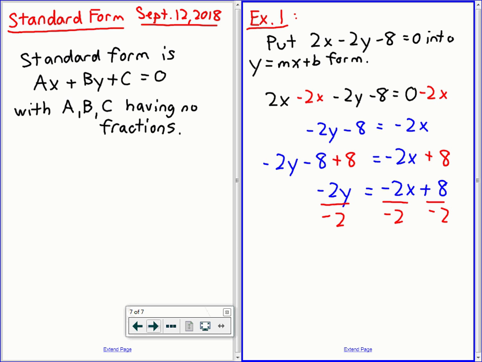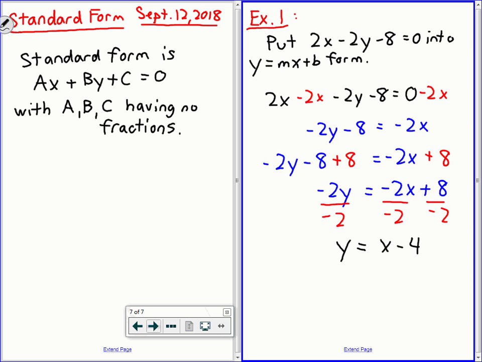Taylor, I'm going to pick on you first. Negative 2 divided by negative 2 is? No, it's 1. Like 5 divided by 5 would be 1, the same thing. So it's going to be 1y equals 1x and 8 divided by negative 2. Bryce, a positive divided by a negative is? Negative, good. And 8 divided by 2 is? Negative 4.